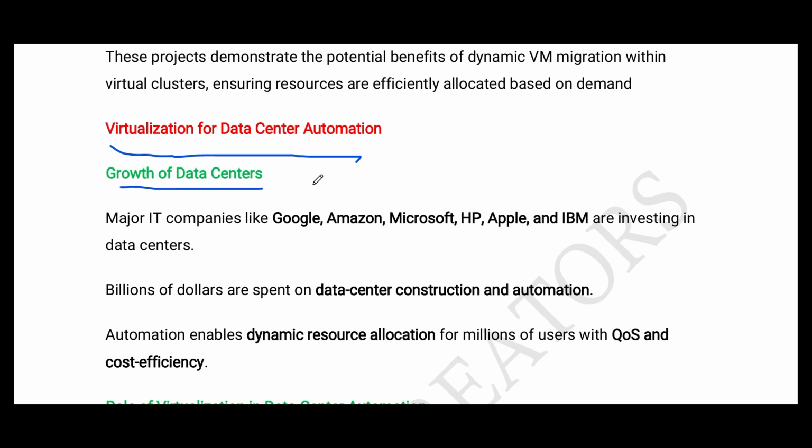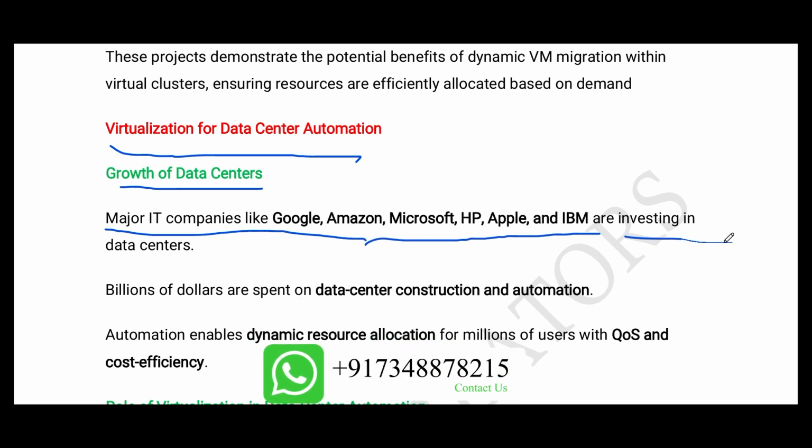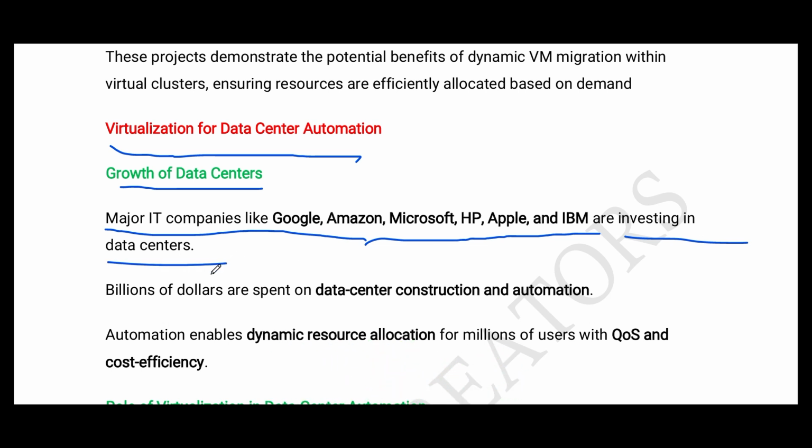As I said, major IT companies like Google, Amazon, Microsoft, HP, Apple, and IBM have invested in data centers. Billions of dollars are spent on data center construction and automation.